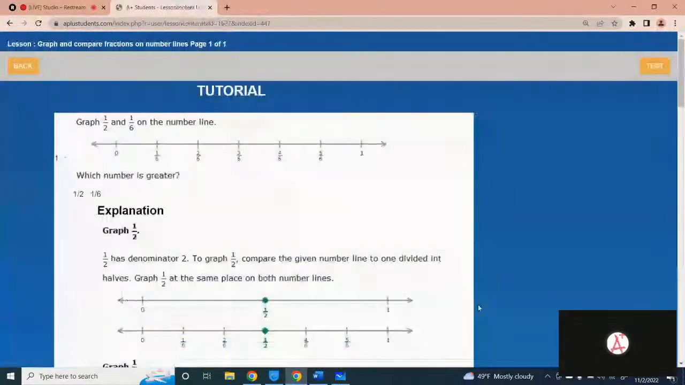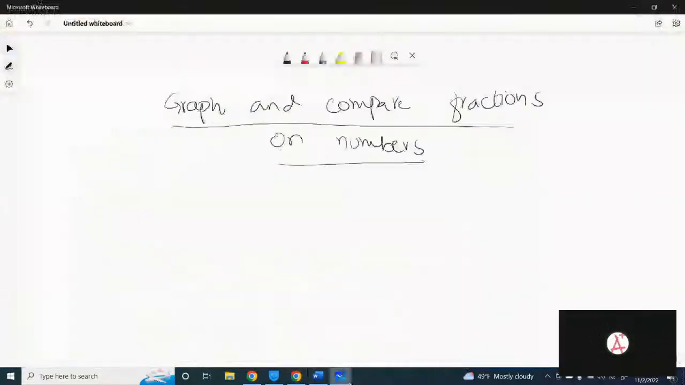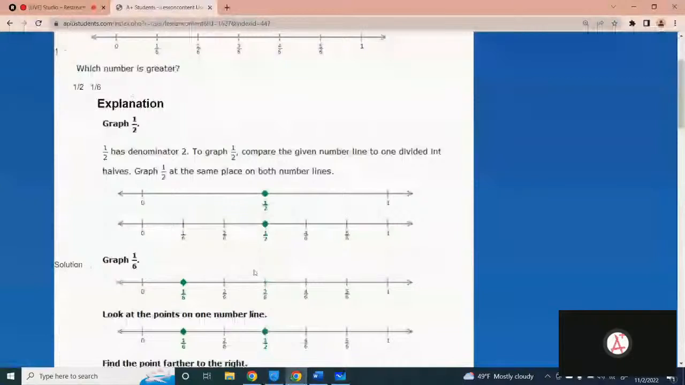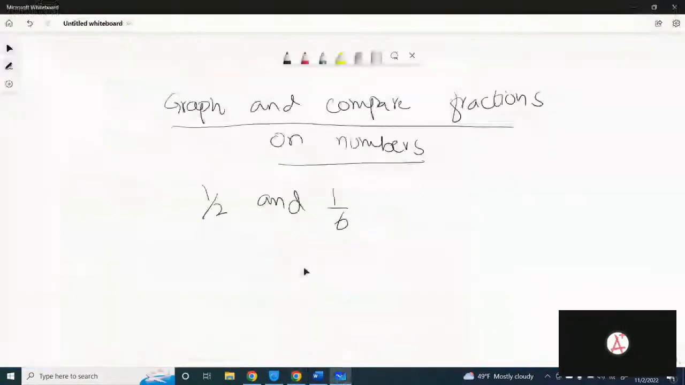Okay, now let's start with the first example. Graph 1 over 2 and 1 over 6. So let me write it down on board. You have to graph 1 by 2 and 1 by 6. Okay, so here you can see both the numbers on number line. Let me draw the number line on board.